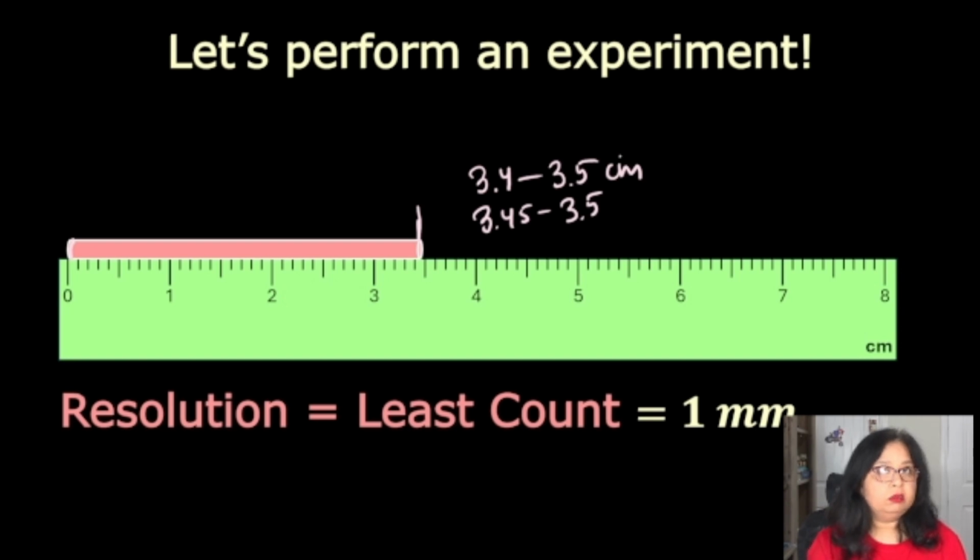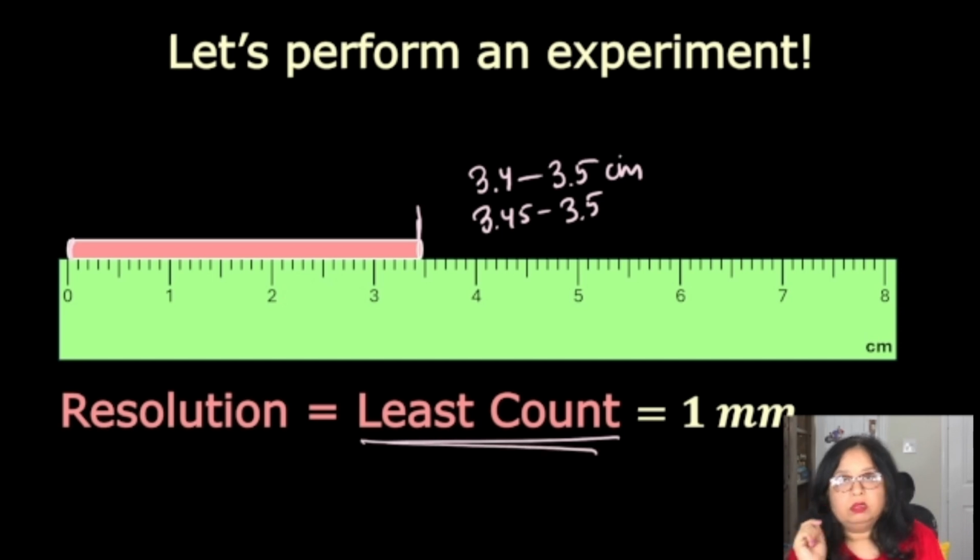Is this your fault? Are you the one who doesn't know how to read a ruler? No, you're doing it right. I'm doing it right. It's the ruler. It's the limitation of the ruler. The ruler cannot tell us between 1 millimeter what the length is. That is the limitation of the tool that is being used. Any tool that you're using can't tell you for sure how much the quantity is if the quantity is less than its least count. It can't measure less than its least count.